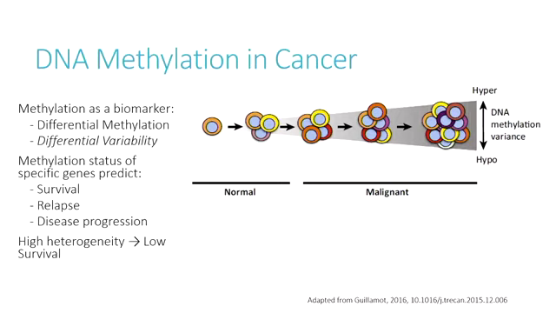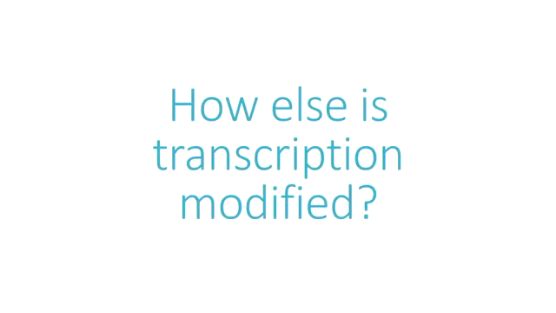One study found that there was an association between high heterogeneity, meaning high variability of methylation status within a group, and their overall survival. In that case, their survival was lower. So how else is transcription modified?